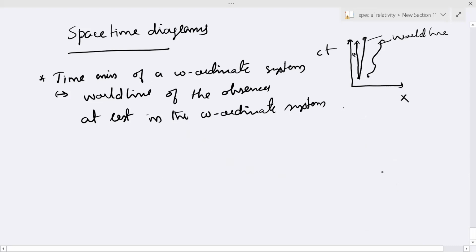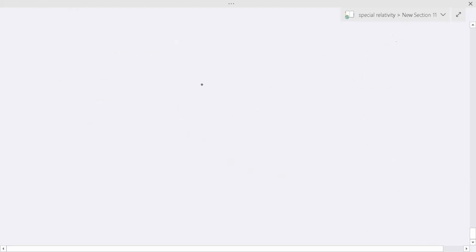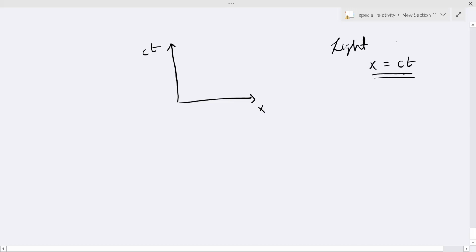Now, if you look at light, first we'll draw the axes like this, ct and x. What about light? We know that light always travels at the same speed, so you'll have x equal to ct. This is the trajectory taken by light, x equal to plus or minus ct. You can get it because t is equal to x by c, or you can get it from the invariant interval.